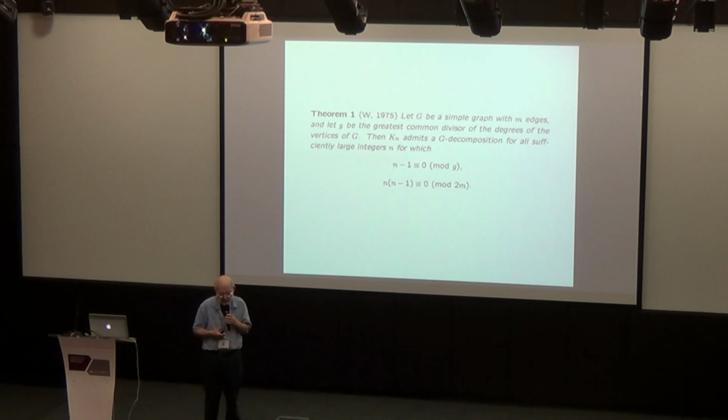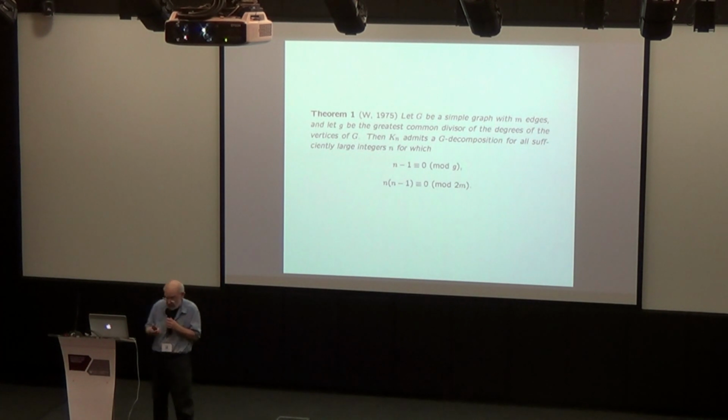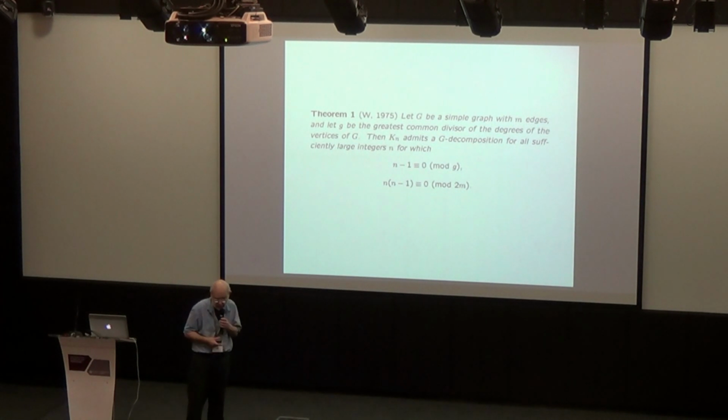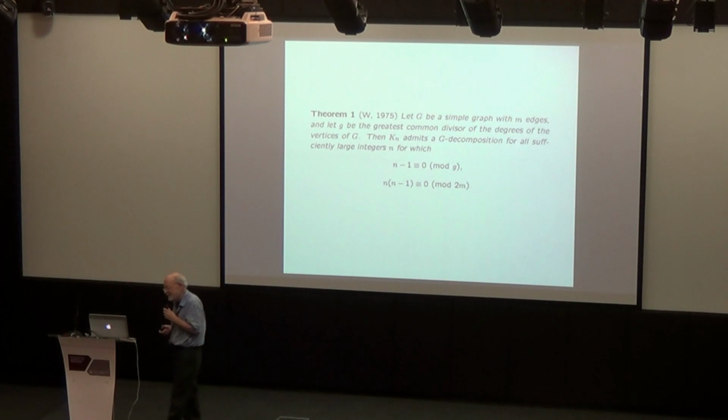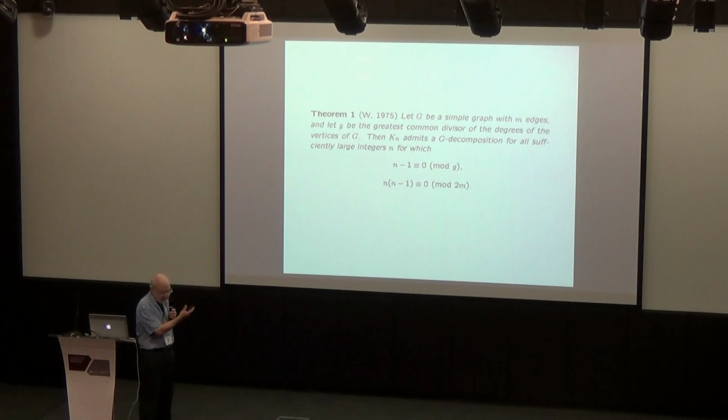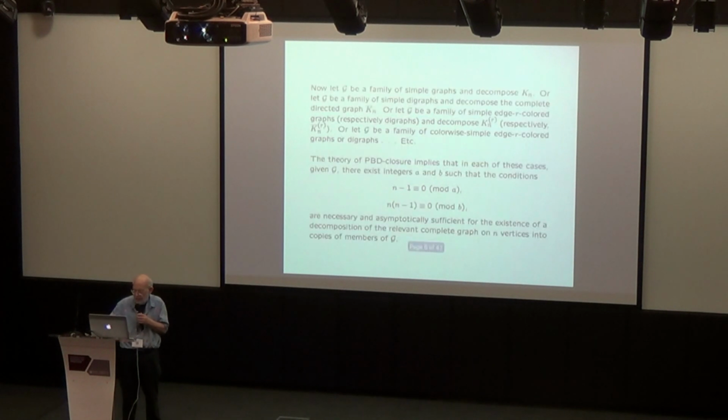We can't hope to settle all cases, given G, but asymptotically is interesting enough, and it shows we're not missing too much when we show these conditions are asymptotically sufficient. So little g here is the greatest common divisor of the degrees of the vertices. If G is the Petersen graph, then small g would be 3, since it's regular of degree 3. And m is the number of edges, which is 10, so n(n-1)/2 must be 0 mod 10.